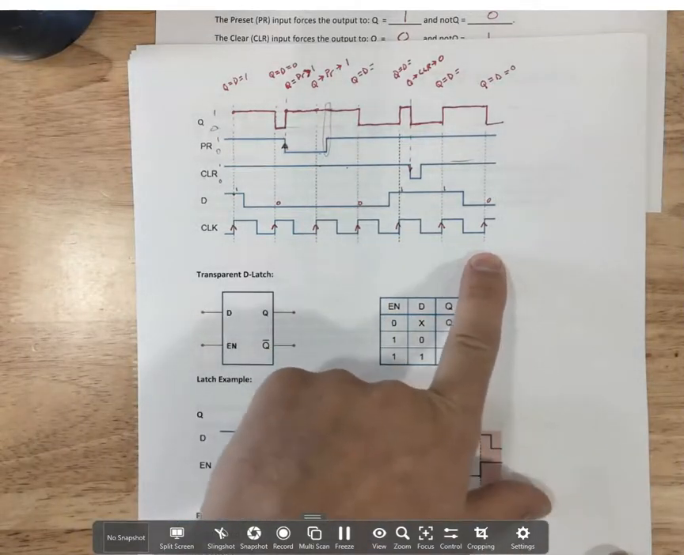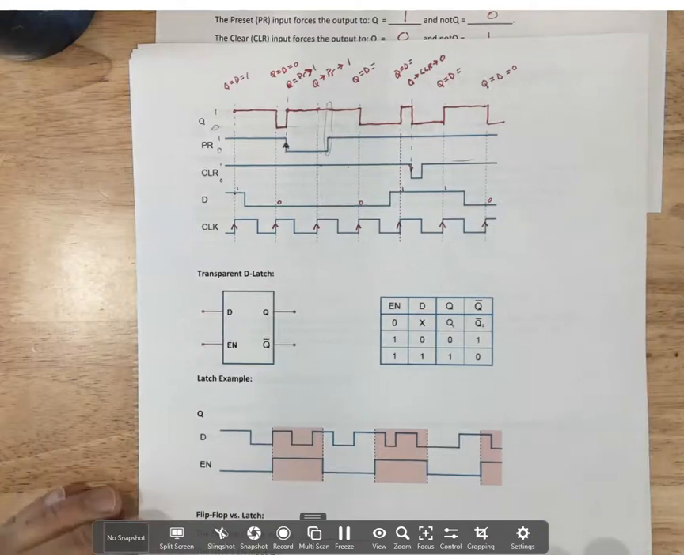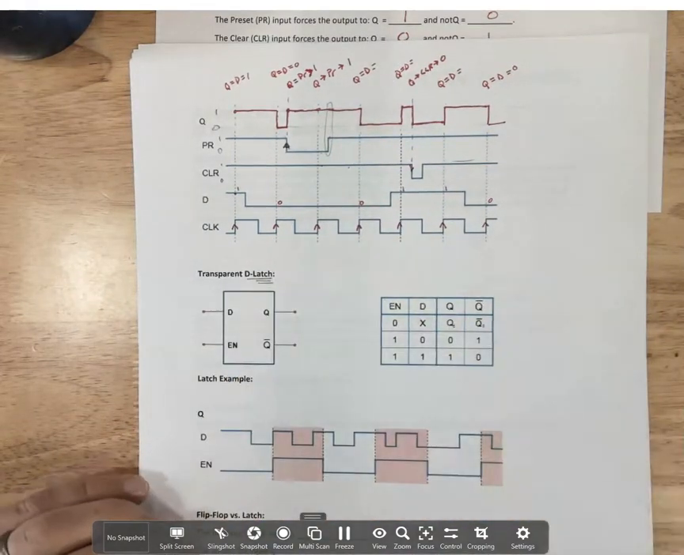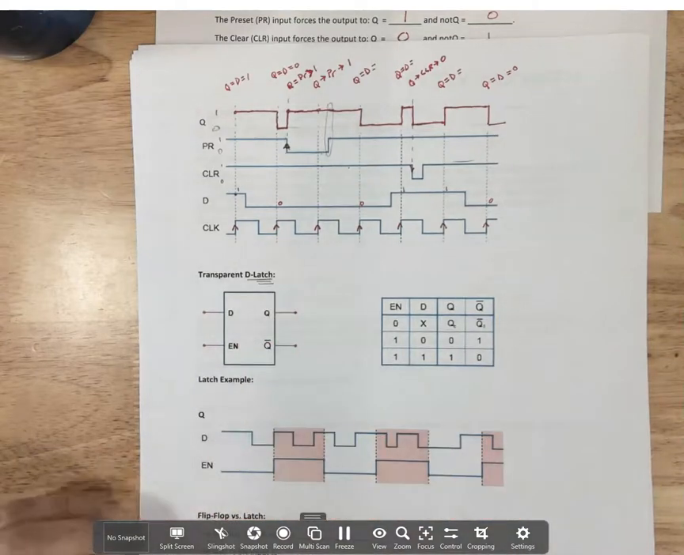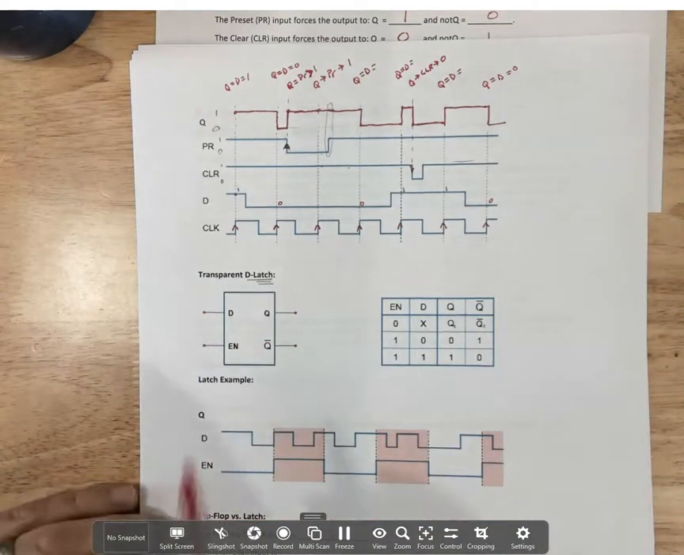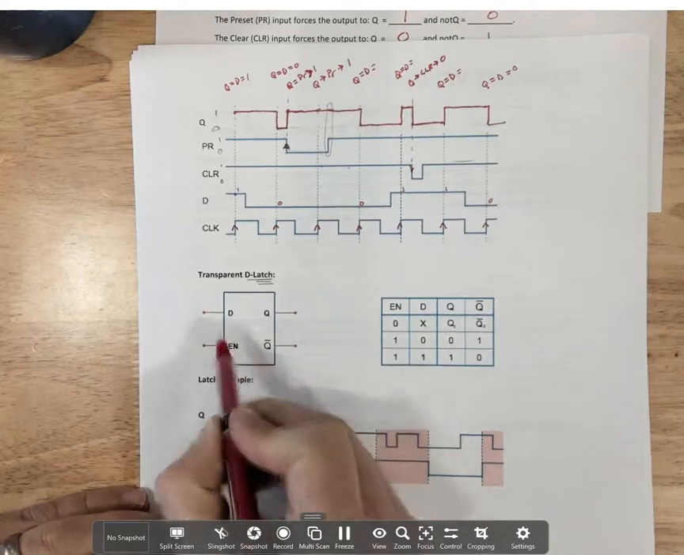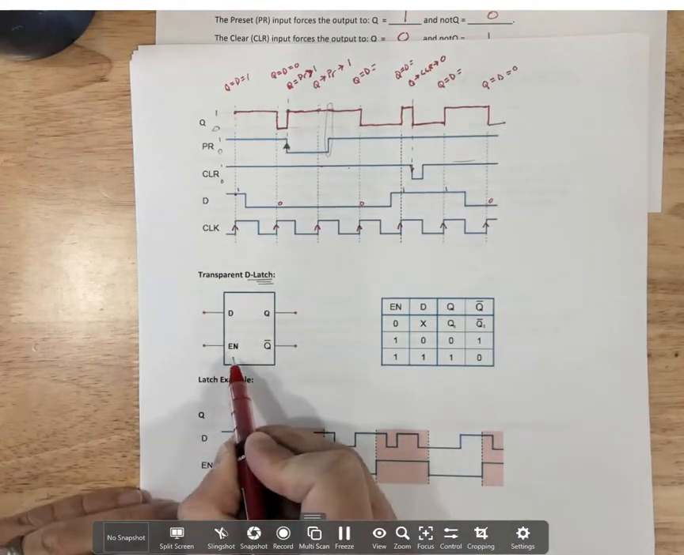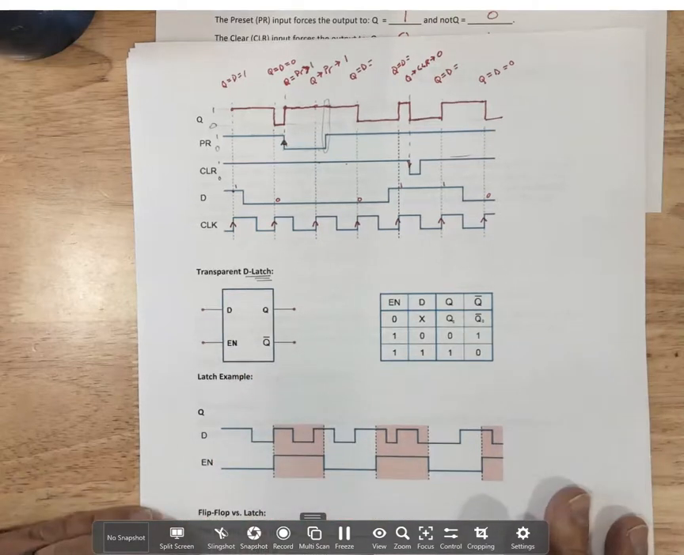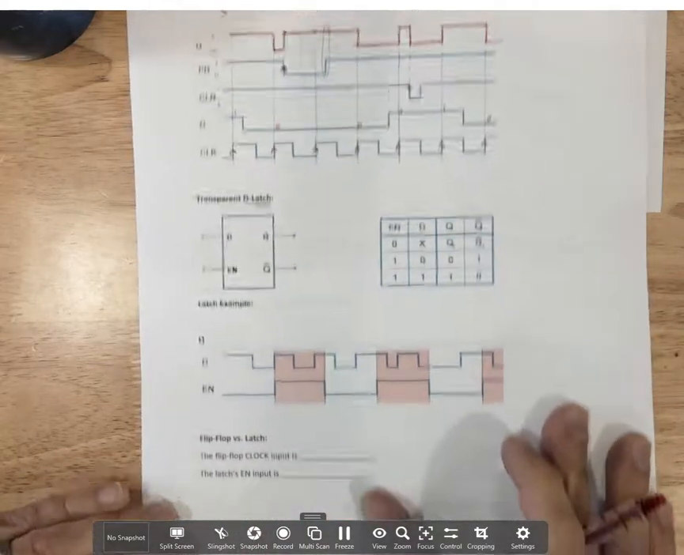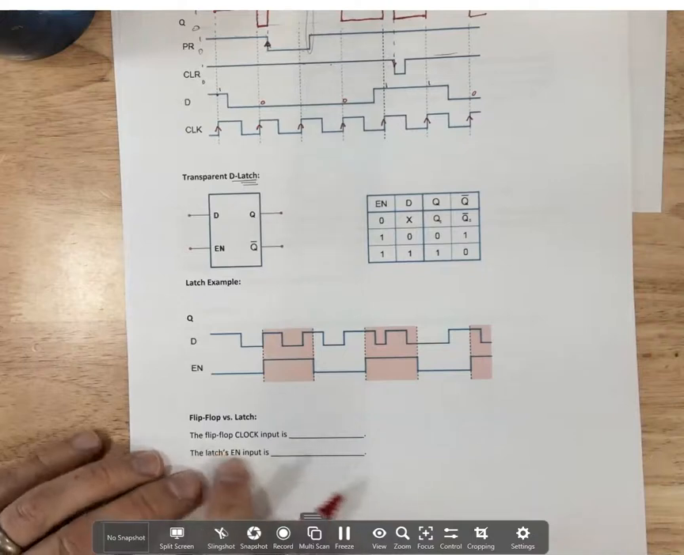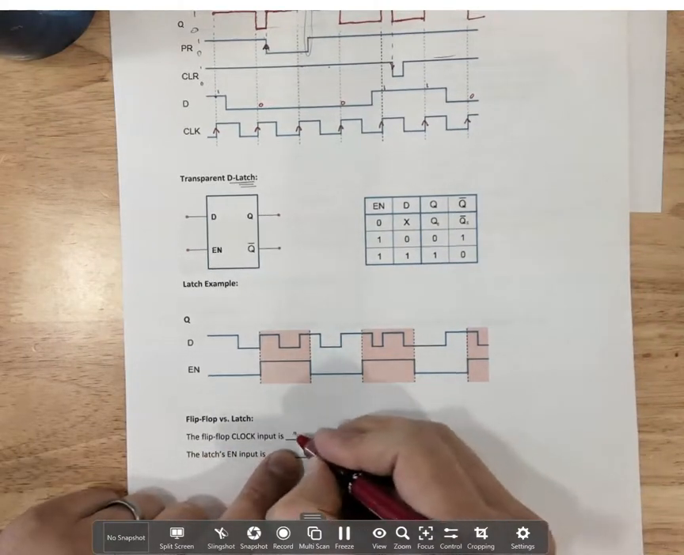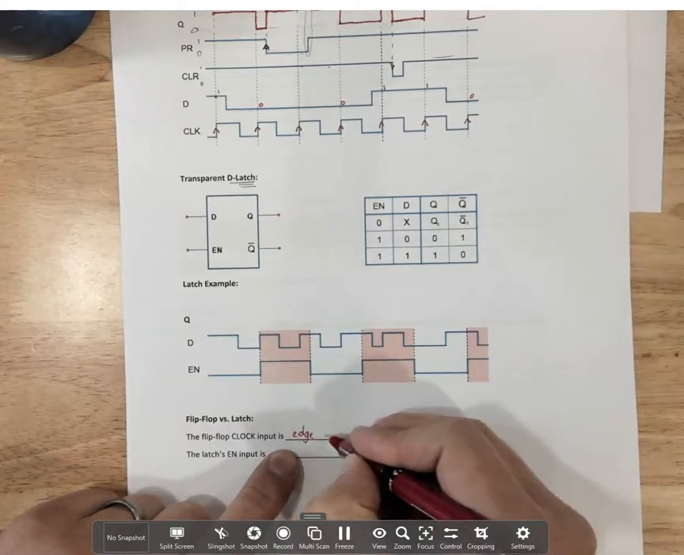Everybody feel okay? Good? Okay, so the next thing is a latch. So this example is a D latch, so it's like the D flip-flop, but they've replaced the clock. They've still got the Q and not Q and the D, but they've replaced the clock with this EN, which stands for enable. And the big difference is, we'll just kind of fill in this down on the bottom. The flip-flop with the clock input is, we're going to say edge sensitive.